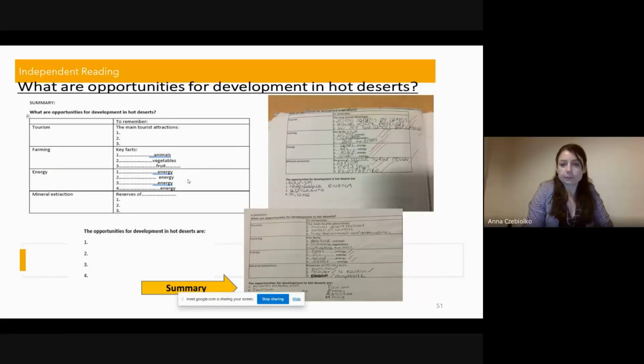So now we've got an example of organizing a summary. So we had the same question at the beginning, and now we use a table which again, I think, creates targets for students as well. So we've got what are opportunities for development in hot deserts. So we've got those 4 categories such as tourism, farming, energy, mineral extraction. And then we've got the definitions.